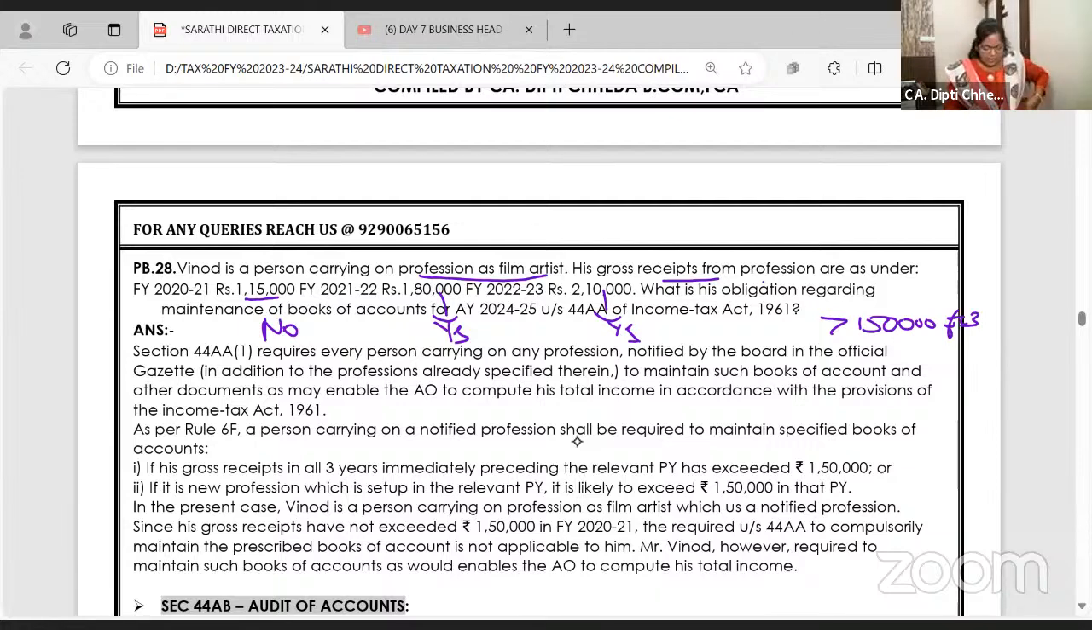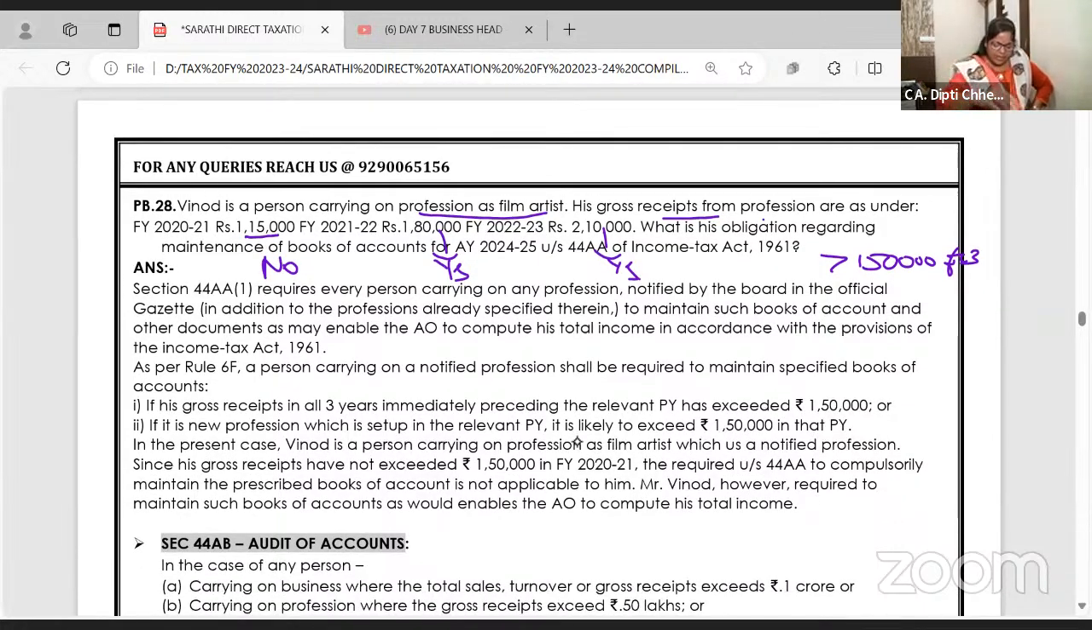Right? So now check please, all of you. 44AA requires every person carrying on the profession notified by the board in the official gazette to maintain the books of accounts, right? So Rule 6F says if the gross receipts in all the 3 preceding years exceed 1,50,000, then he has to maintain the books. If it is a new profession, which is set up in the previous year, it is likely to exceed, then also. Ma'am, it's a new profession. We don't know this time we'll exceed or not. So you can maintain the books in prior.